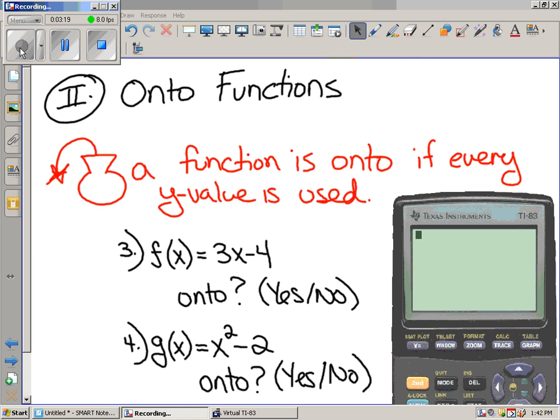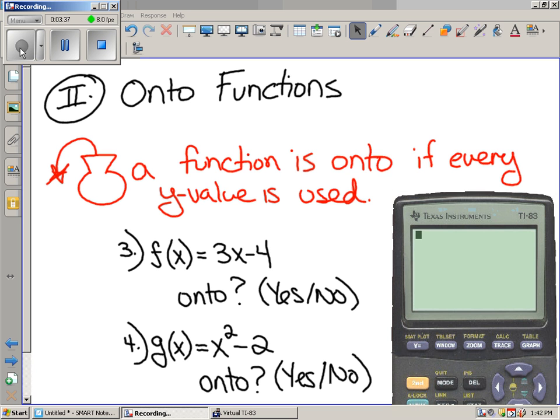Number two, onto functions. Remember I told you this is a level of hardness, this is a 1. Okay, onto functions. We put a little bomb. A function is onto if every y value is used. And what do we mean by that? You really need to look at a picture.